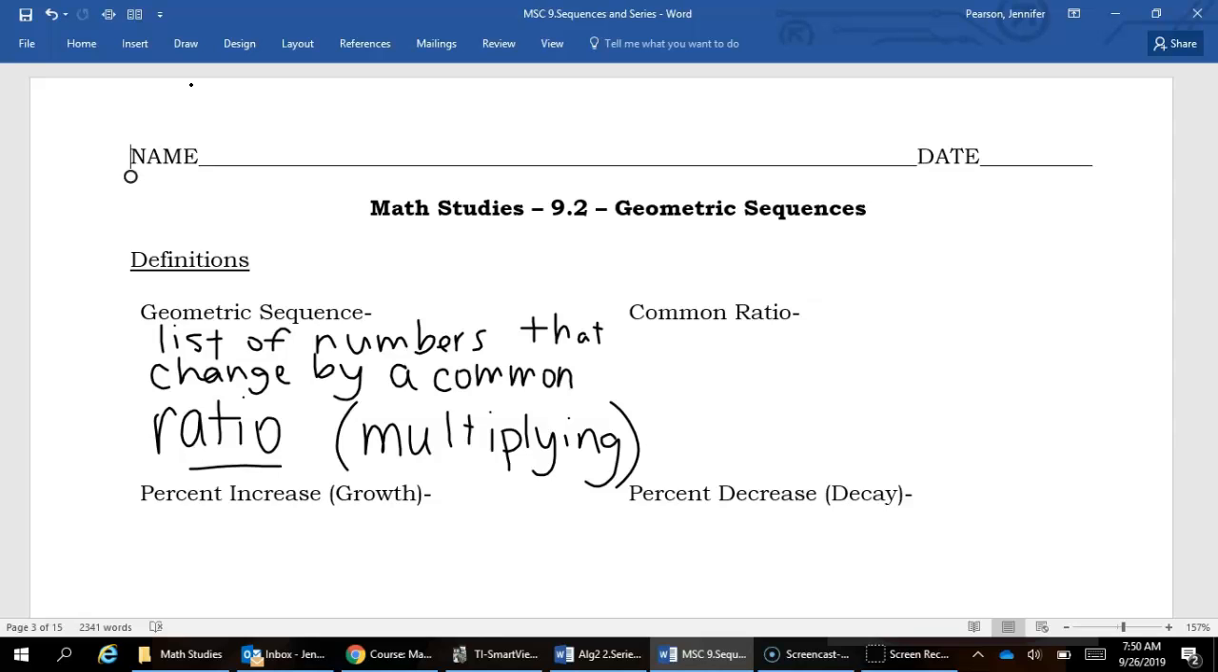If we're unsure of what the ratio is, it can be calculated by taking the second number in the list of numbers and dividing it by the first number in the list of numbers. So that's like we multiply to move forward, so we would divide to move backwards. Second number divided by first number.